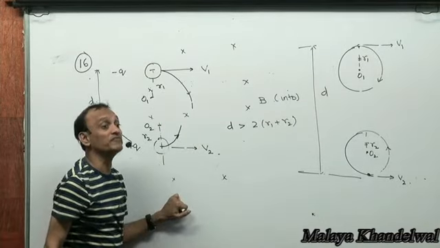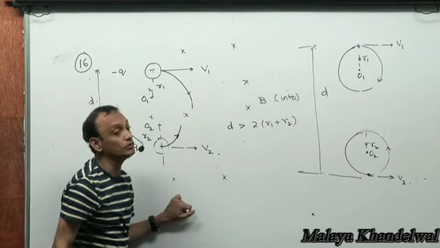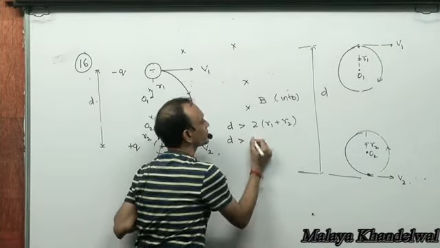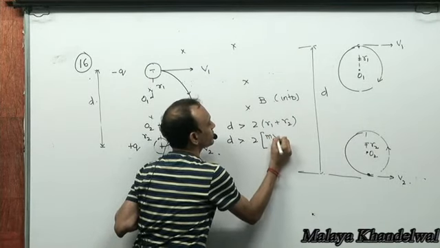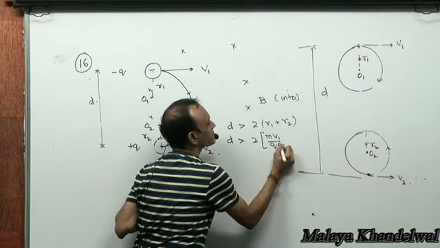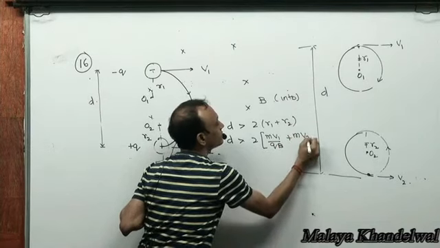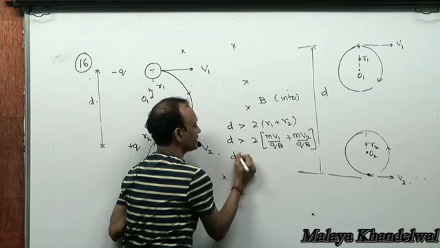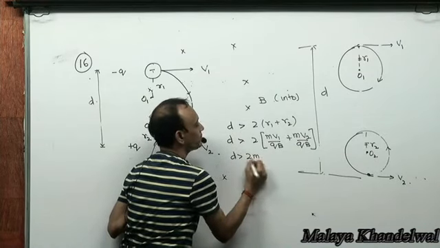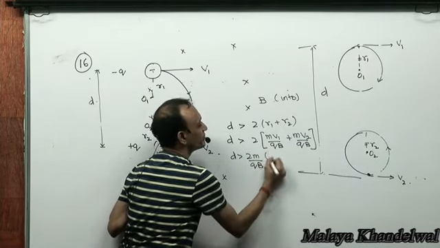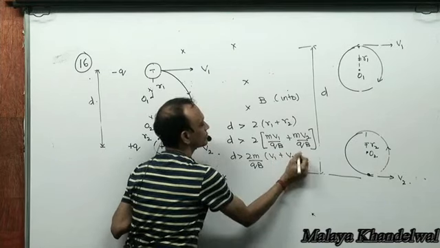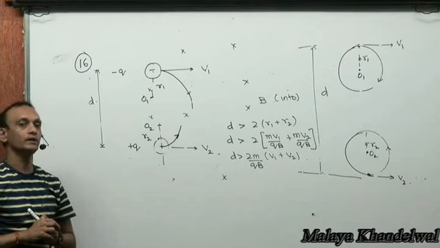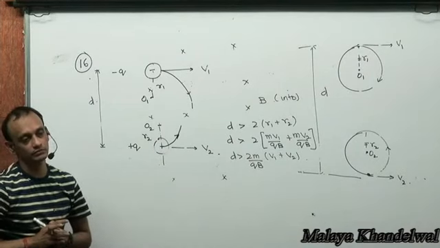But what is R1? MV1 by QB. What is R2? MV2 by QB. So that means D must be greater than 2 MV1 by QB plus 2 MV2 by QB. Magnitude of the radii. So D greater than 2m by QB into V1 plus V2. Right? Then they will not collide.